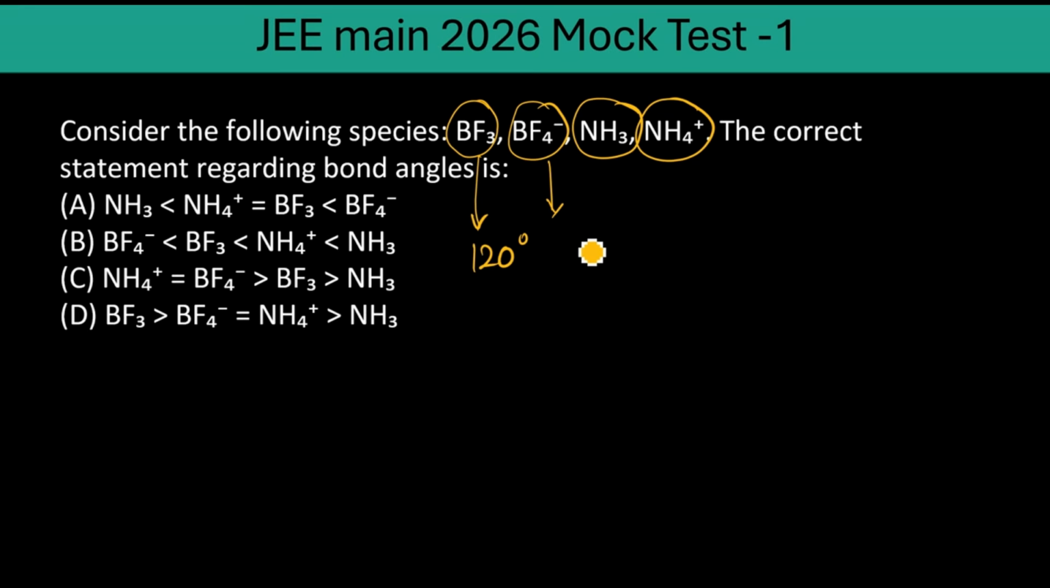BF4 minus, that is sp3 hybridized, 109.5 tetrahedral. Ammonia, we very well know about it. That is pyramidal shape with the lone pair on top of it, which makes the angle 107, and ammonium ion is very similar to tetrahedral, 109.5. So among this, what is matching? BF3 is having the largest angle, then comes BF4 minus and ammonium, then ammonia. So option D is your right answer.